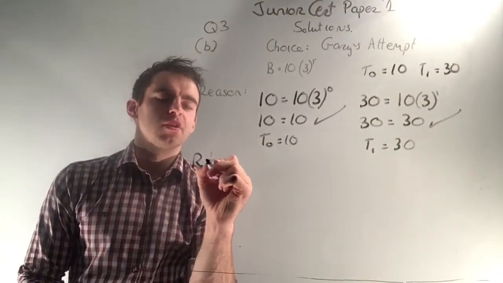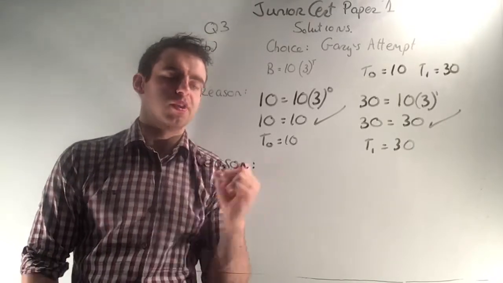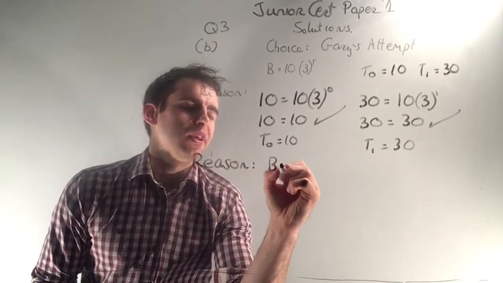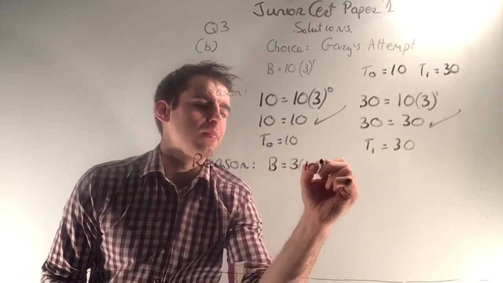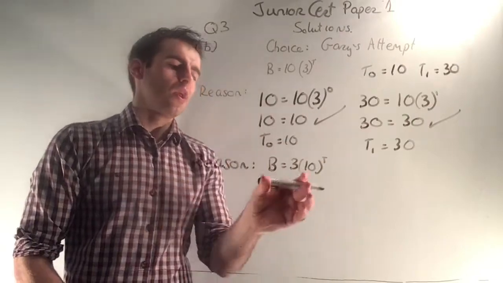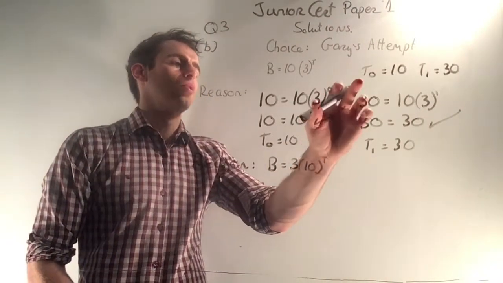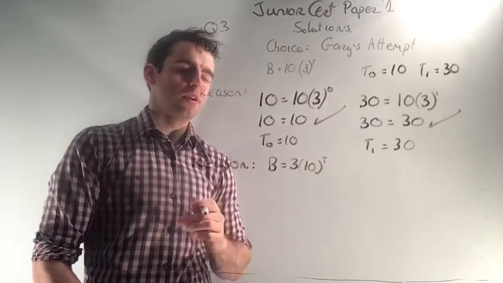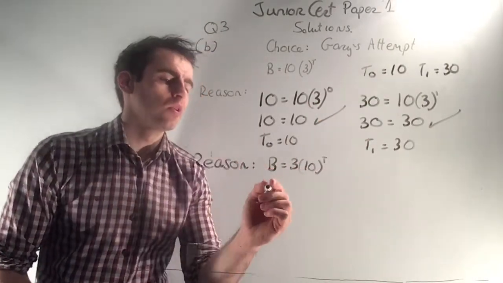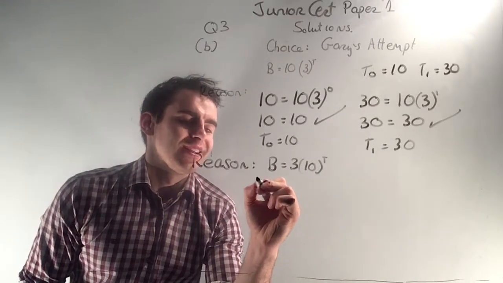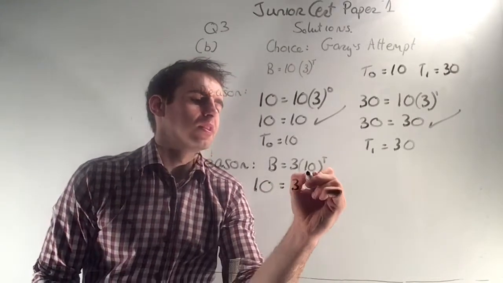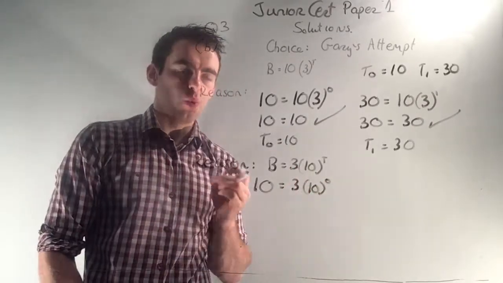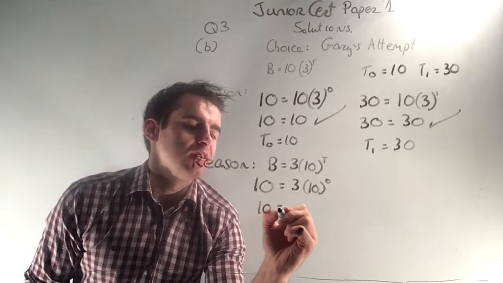Your second reason could be why you didn't choose the other two. So one of the other equations there was I was told that b is equal to 3 times 10 to the power of t. So let's investigate if that is true for when t0 equals 10. That means if I sub in a 0, the whole thing should be equal to 10. If I sub it into this one, my number of bacteria is 10, and that's equal to 3 times 10 to the power of 0.